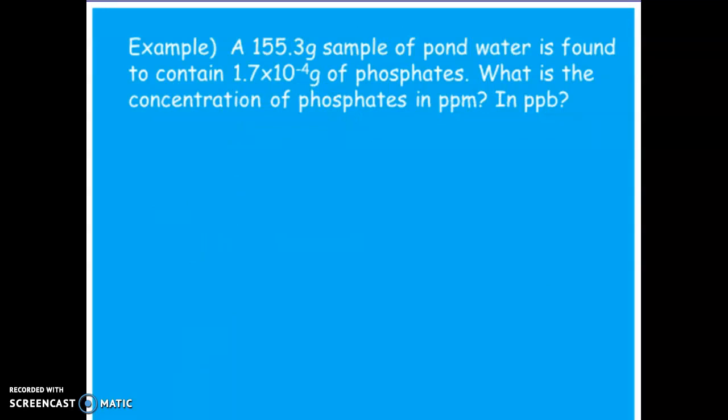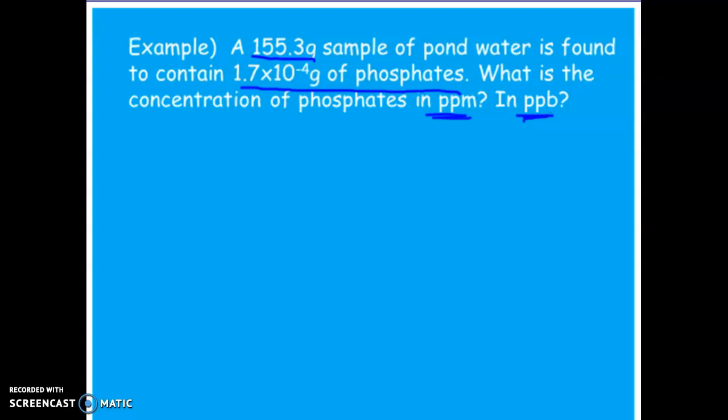Okay, so we have here a 155.3 gram sample of pond water that is found to contain 1.7 times 10 to the negative 4 grams of phosphates. Okay, so phosphates is our solute. The pond water is our solution. What is the concentration of phosphates in parts per million? And then again in parts per billion.